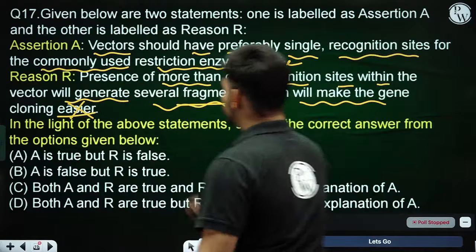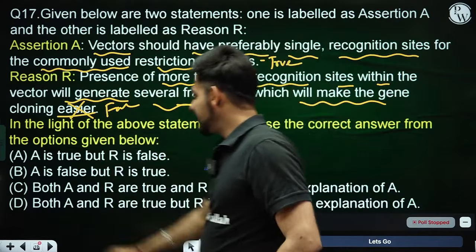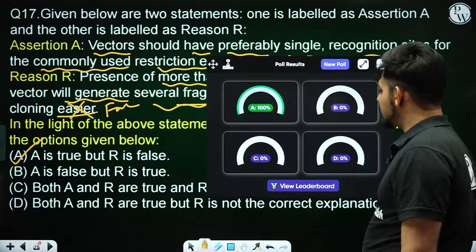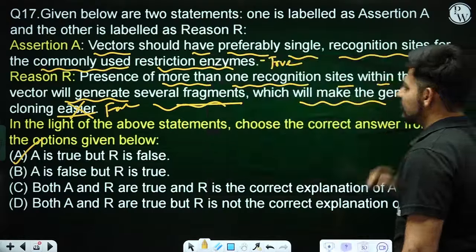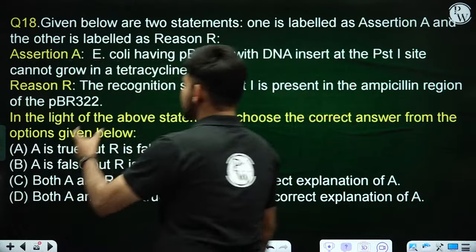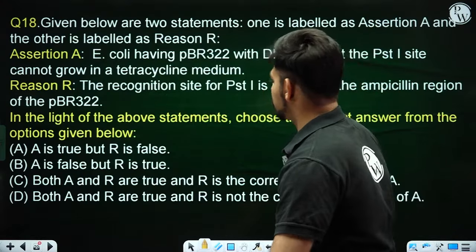So the reason will be wrong or false here. So the assertion is true and the reason is false. Option A, we got our right answer, and 100% of you are correct in terms of your answer. Let's move forward with another assertion and reason kind of question.